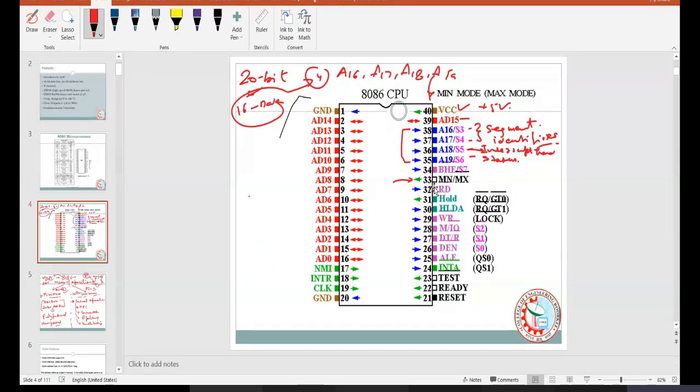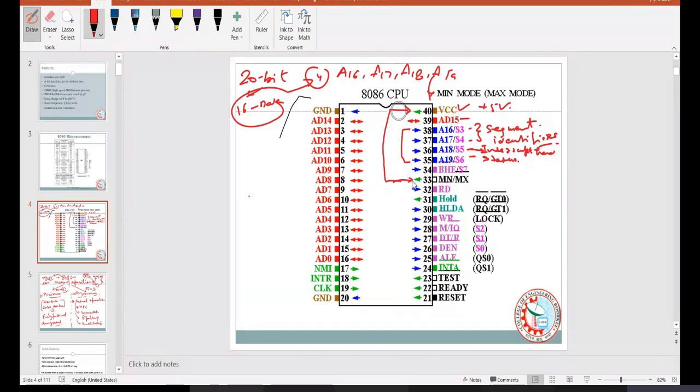So how should I provide 1 and 0 over here? If I want pin number 33 to be selected in minimum mode, how should I make a connection? You can simply connect pin number 33 to VCC. VCC is what? This is plus 5 volt, and this will give you 1. So if you want to select minimum, you can simply connect it to pin number 40, so that you can have selection of minimum mode.